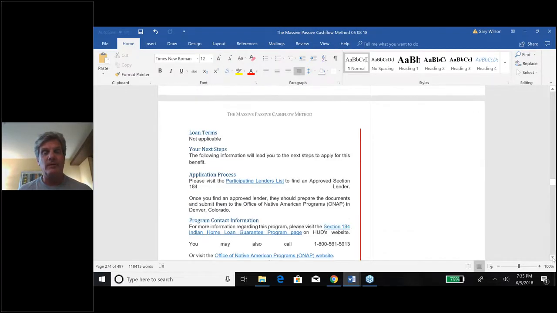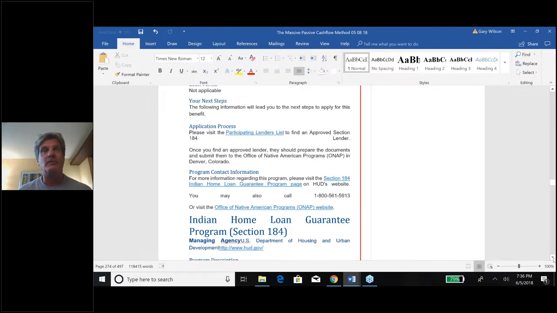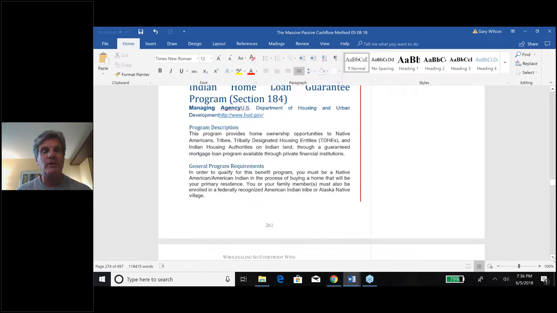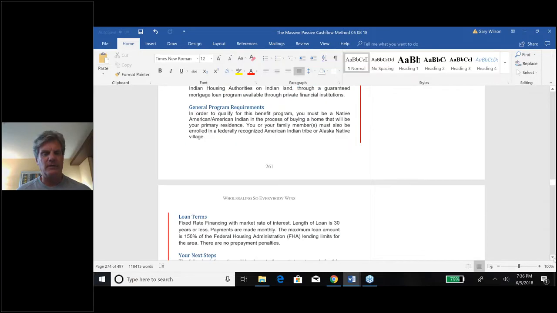Some of these properties, guys, in the past, once they were brought up and running, were put out to the public, and you could buy them. Investors could buy them. I've seen it happen in a number of cases. Another home loan guarantee program through HUD for Native American Indians. So let's see what else we got down here. Hang on one second.